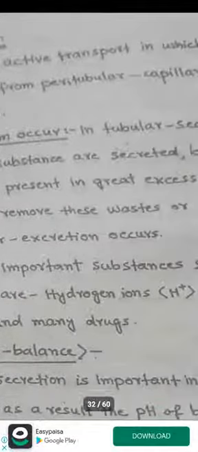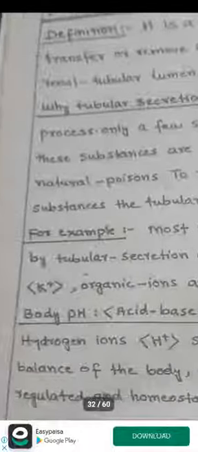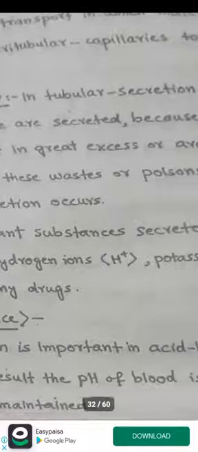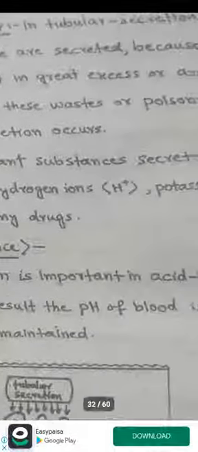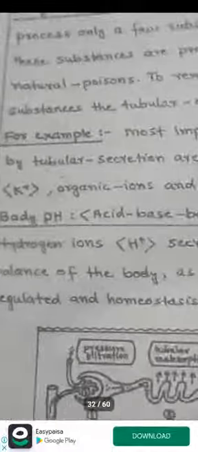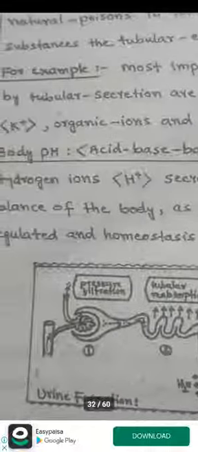Why does tubular secretion occur? In the tubular secretion process, only a few substances are secreted because these substances are present in great excess or are natural poisons. To remove these wastes or poisonous substances, tubular secretion occurs. For example, the most important substances secreted are hydrogen ions, potassium ions, organic ions, and many drugs.